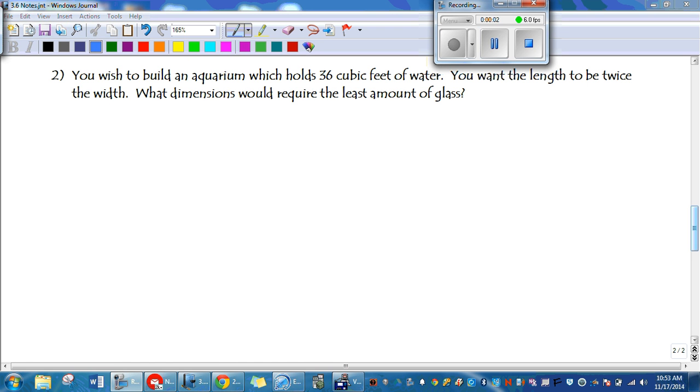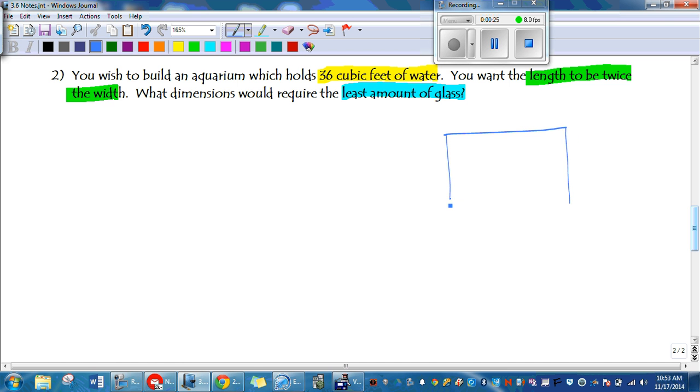You wish to build an aquarium which holds 36 cubic feet of water, and you want the length to be twice the width. What dimensions would require the least amount of glass? All right, so we're dealing with an aquarium here.